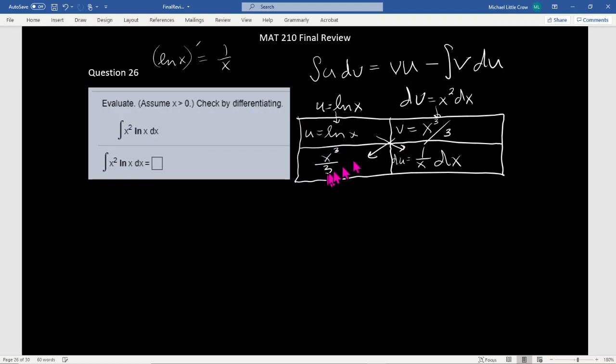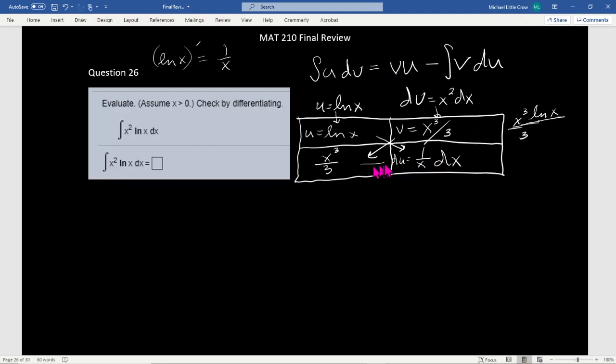And why do we do this? Because then we go straight across the boxes to get our pieces. So the first piece comes from u times v, so that's going to be x to the third over, we'll just make a big fraction, over 3 natural log of x. And that part is now done, right? It's been integrated, it's out here, that's where it goes.